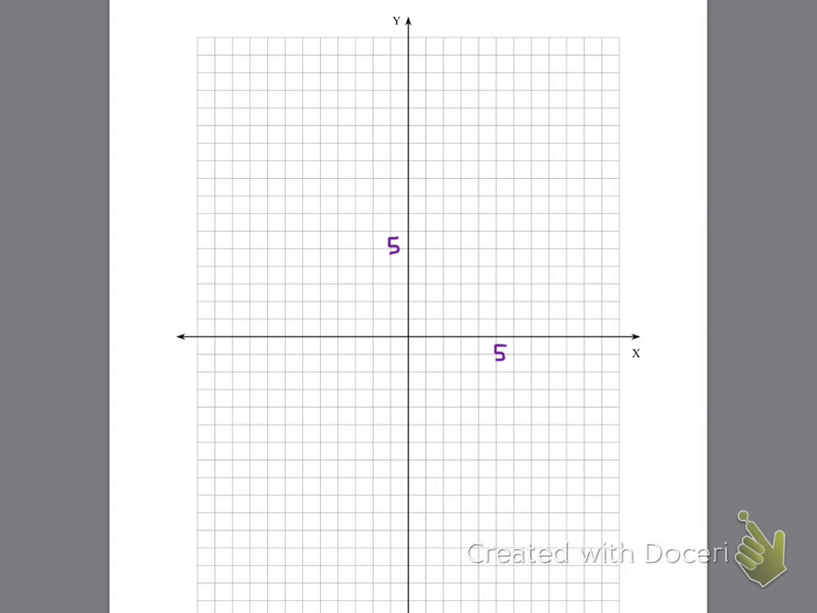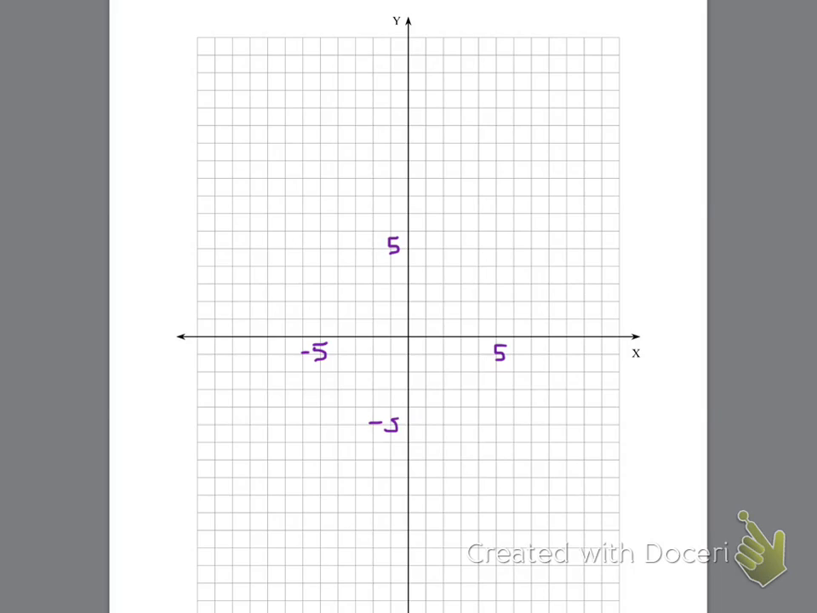I could have it going by 1s here and by 2s or 5s or 10s here. As long as I'm consistent, that will work and give us a graph that makes sense. If I want to put the negatives on here too, I could: 1, 2, 3, 4, negative 5. Now whoever's looking at my graph knows that each of those squares stands for 1.